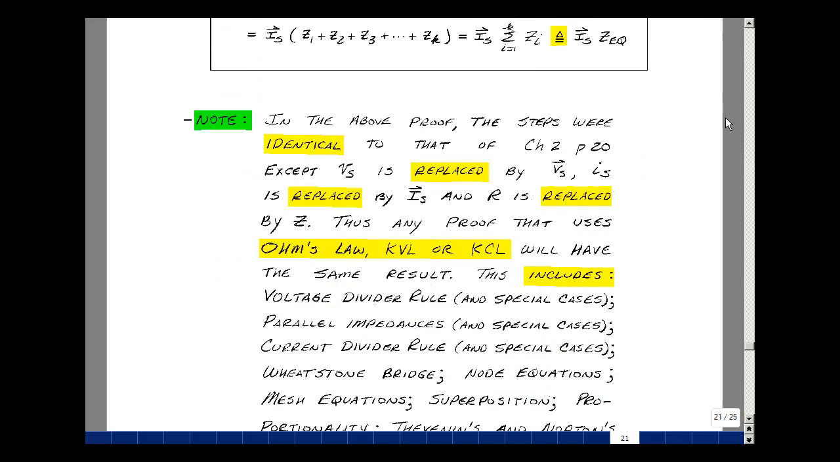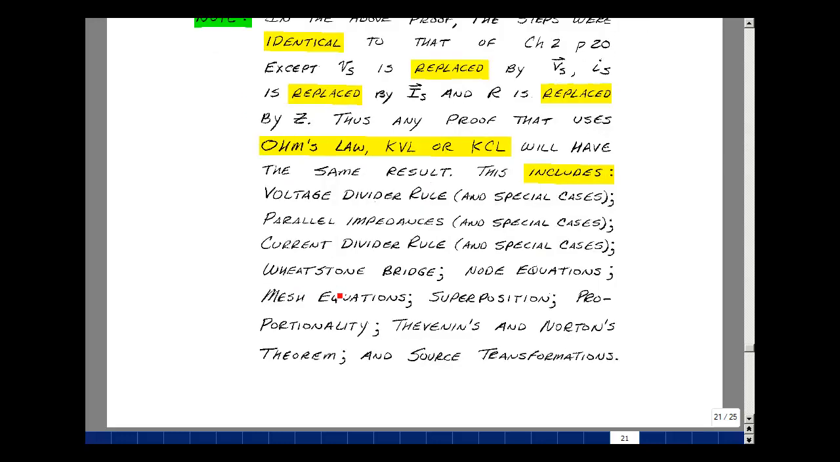The only difference is we're replacing V sub S in the time domain by the phasor V sub S in the frequency domain. Likewise, for I sub S in the time domain, with a frequency domain I sub S phasor, and R is replaced by Z. Any proof that uses Ohm's law, Kirchhoff's voltage law, or current law would have exactly the same proof, using the same method. This would include our proof for voltage divider in the special cases, parallel impedances in the special cases, current divider in the special cases, the Wheatstone bridge, node equations, mesh equations, superposition, proportionality, Thevenin's and Norton's theorem, and source transformations. Basically everything we did for linear circuits.